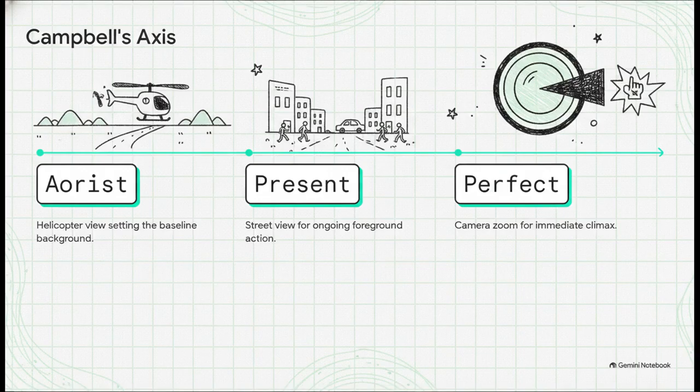The present tense form is your street-level view, the unfolding, ongoing foreground. In the perfect tense form, that is your camera zoom. It brings the action into intense, heightened proximity directly in front of the listener.